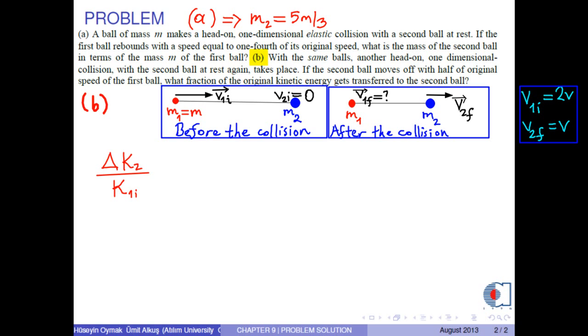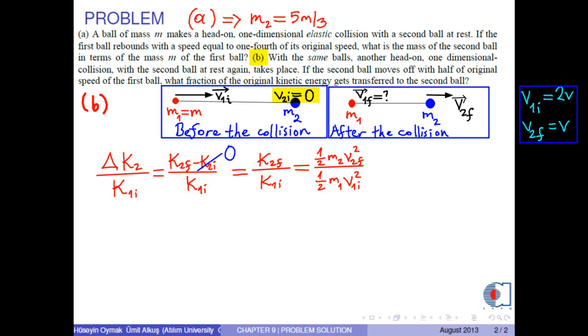Here we are asked to find delta K2 over K1i. Delta K2 is the kinetic energy transferred to the second ball, and K1i is the initial kinetic energy due to the first ball. The change in the kinetic energy of the second ball can be written as the difference of the final and initial kinetic energies of the second ball. Since initial speed of the second ball is 0, so is the initial kinetic energy of the second ball. We obtain the ratio K2f over K1i.